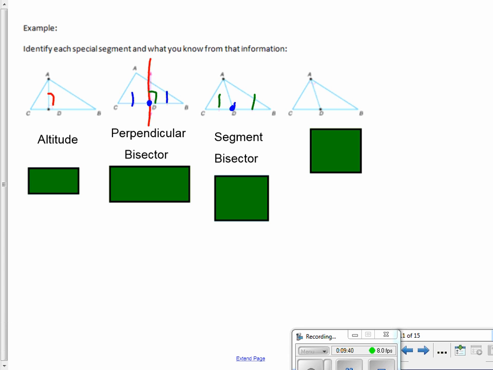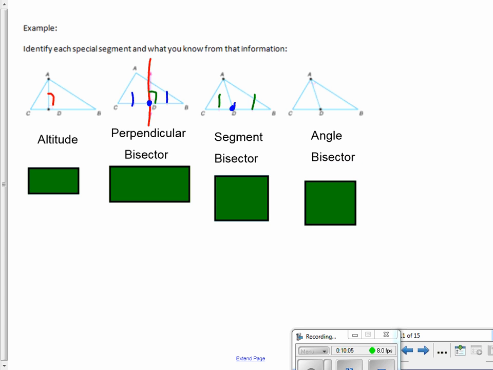Our last one, again, our triangle ABC. We have this segment A to D, and it's cutting this angle, CAB, into two equal angles. Just going to erase that actually. Because it's cutting the big angle so that the two angles are exactly equal, that one would be an angle bisector. Cuts it exactly in half, so we have two equal angles there. That one is an angle bisector.